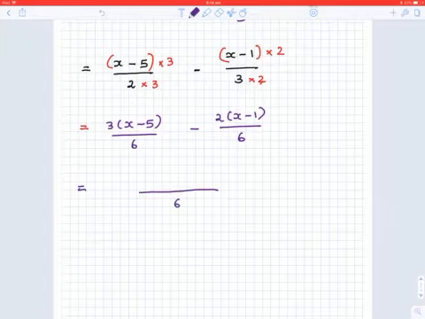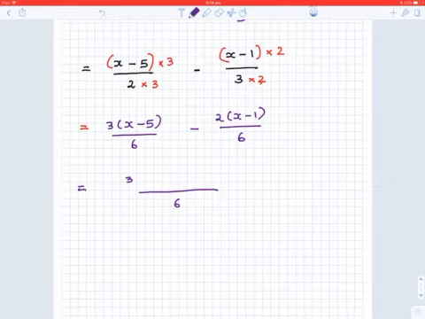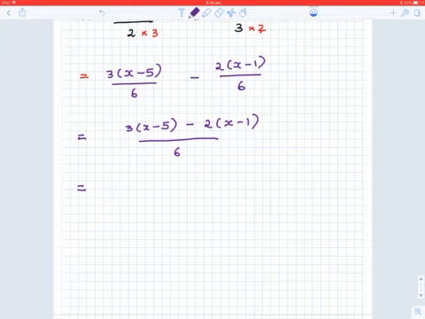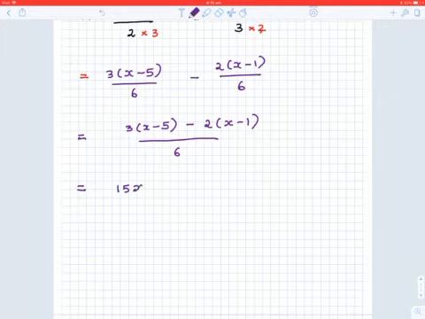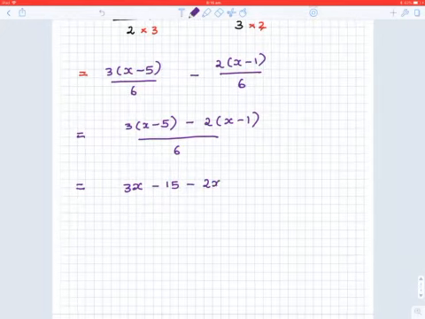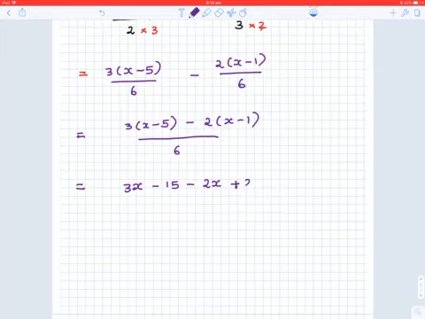Now, because the denominator is the same, I'm going to write the denominator as 6. Now the numerator becomes 3 bracket x minus 5 take away 2 bracket x minus 1. We can't leave it like that. We have to simplify the numerator. Before we simplify, we need to expand. The first term becomes 3 times x, 3x, take away 3 times 5, 15. And this one is minus 2x.